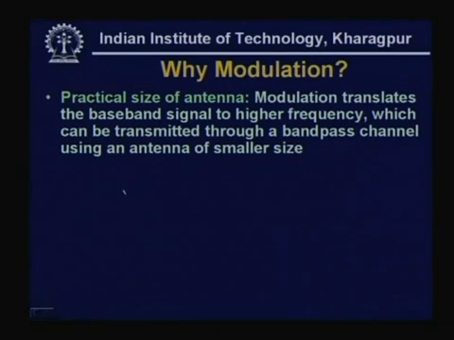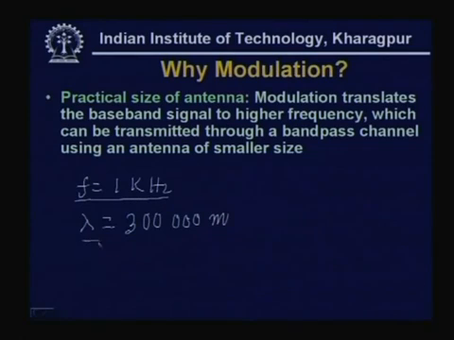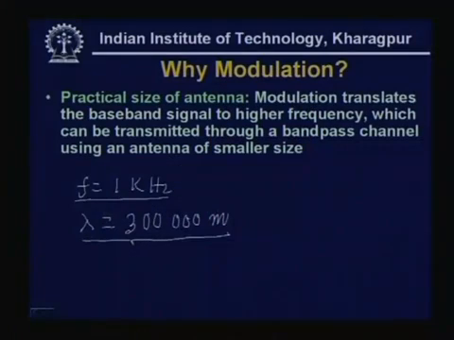size. Suppose you are trying to send a 1 kilohertz signal, and what is the wavelength for this? If this is the frequency, what is the lambda value? As you know, the wavelength will be 300,000 meter. We have already discussed it. Now, whenever you are trying to send a frequency of 1 kilohertz, the wavelength is 300,000 meter, and obviously the antenna has to be comparable to this size. Obviously, an antenna of this size, 300,000 meter, is impractical.